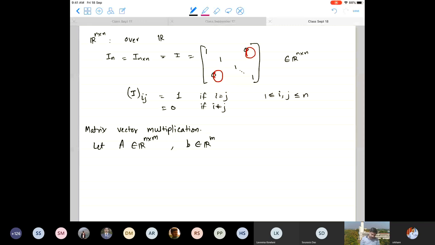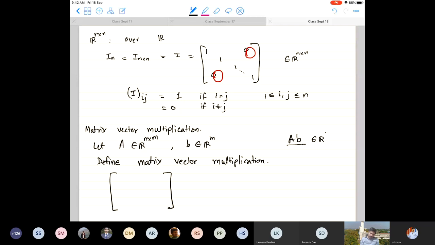Okay, so define matrix vector multiplication. What will I do? I have this matrix, so first I will explain pictorially. I denote it as AB. Generally there is no cross symbol or dot put between them. I just write the matrix and the vector, one beside the other. And this multiplication AB is actually a vector which belongs to R^n.